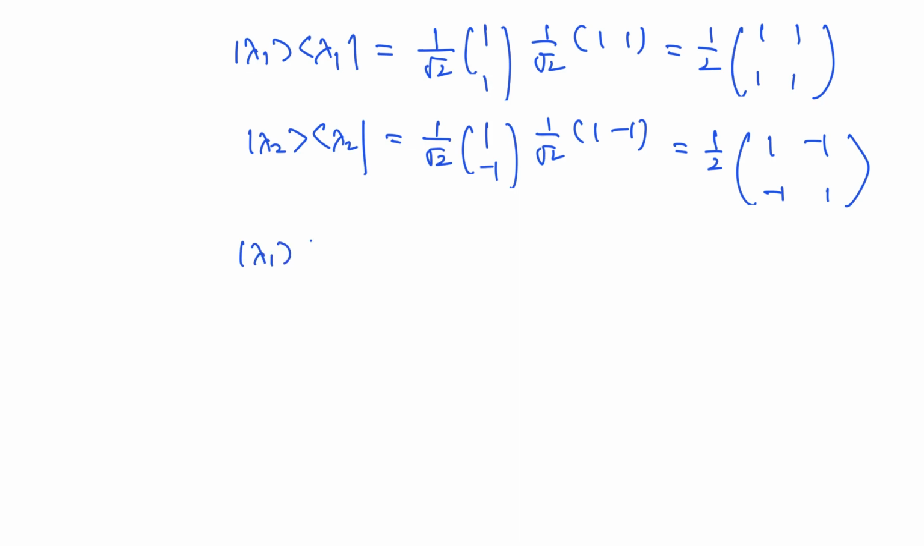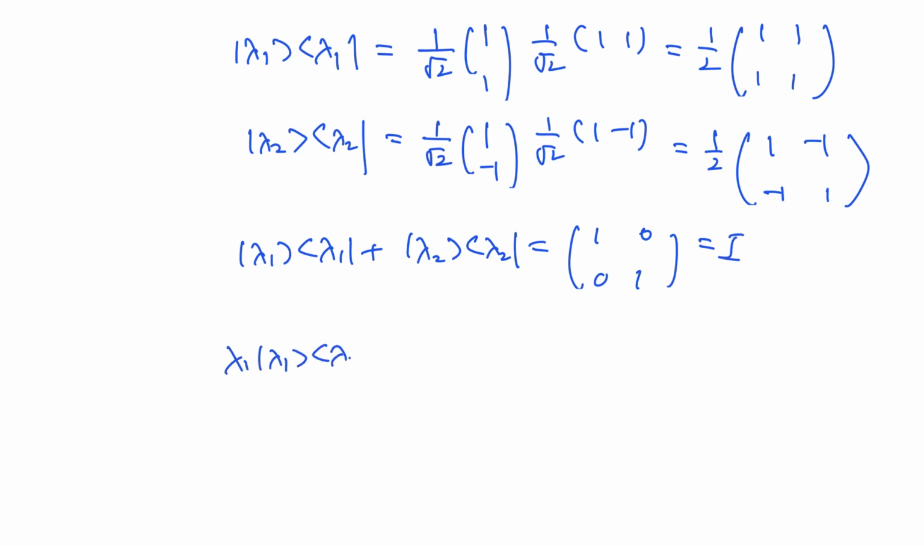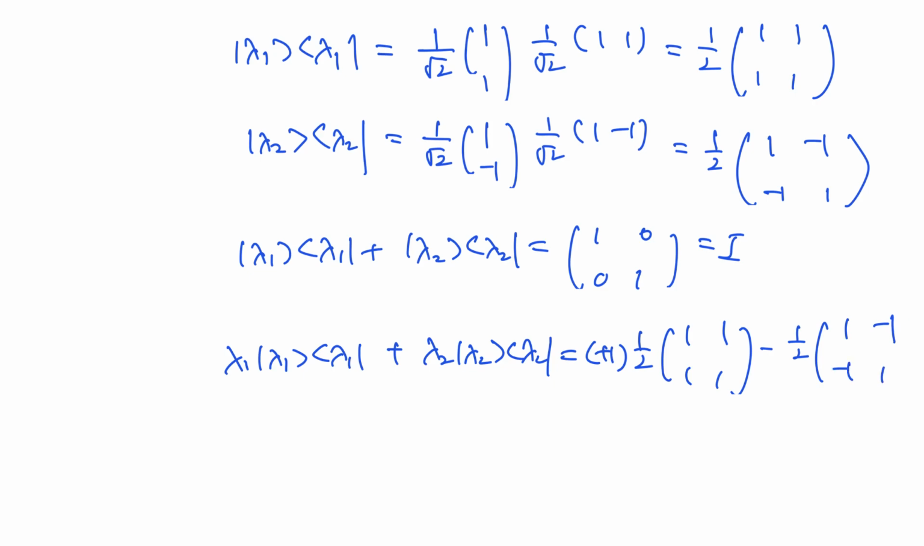So lambda 1 plus lambda 2 is equal to 1, 0, 0, 1 is identity, right? And lambda 1, lambda 2 is plus 1, 1/2, 1, 1, 1, 1, minus 1/2, 1 minus 1 minus 1, 1 becomes 0, 1, 1, 0 is equal to A. And this is called spectral theorem.